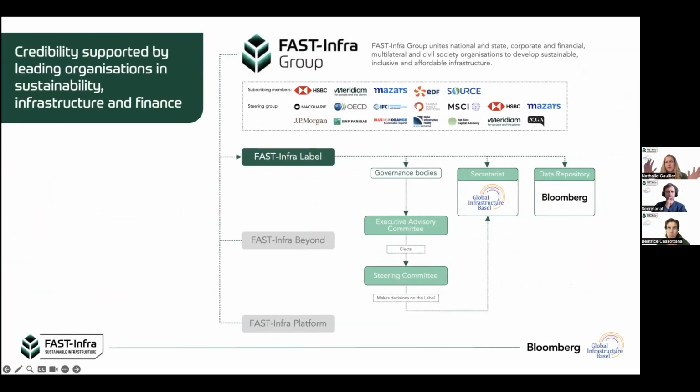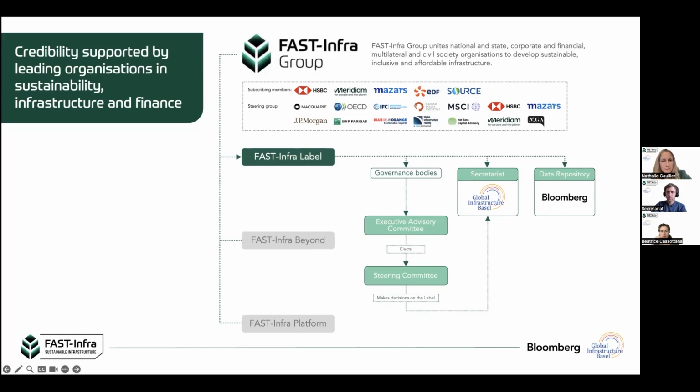So let me quickly explain to you the whole structure. The FAST-Infra Label is coming from an initiative, the FAST-Infra initiative, and FAST stands for Finance to Accelerate the Sustainable Transition. And this initiative was started 4 years ago under the One Planet Summit, which was led by the French president at that time. People came together and had the idea of this FAST-Infra initiative. And there are three main projects or pillars under this FAST-Infra initiative, which is now constituted as an association, the FAST-Infra Group.